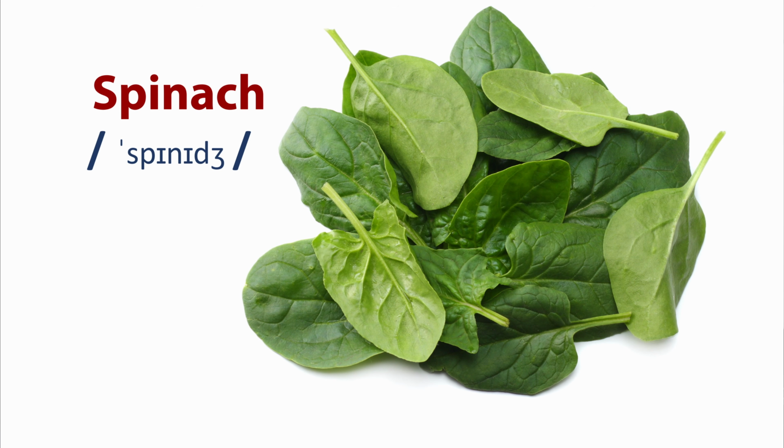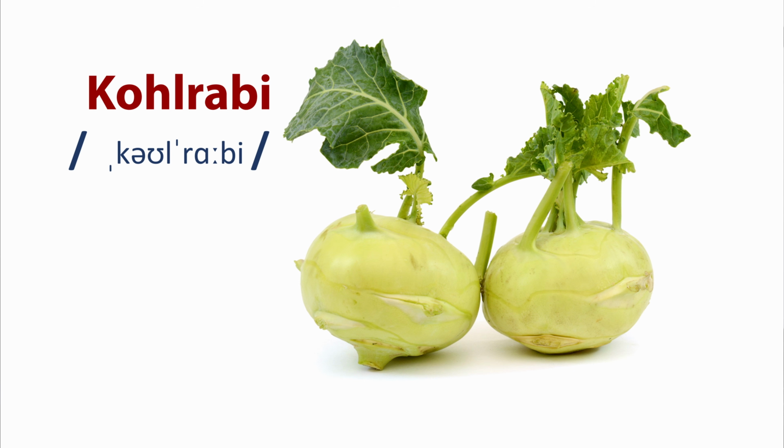Spinach. This is one of those leafy vegetables that contains a lot of vitamins and nutrients, a lot of iron in spinach. And it's a good way to get your daily source of vitamins and iron. Kohlrabi. TK likes this vegetable. She puts it in her pho.